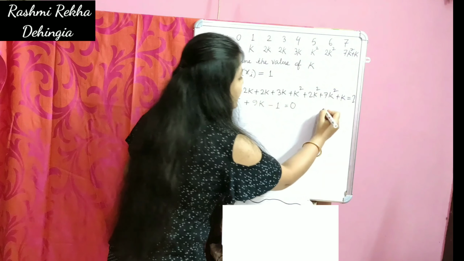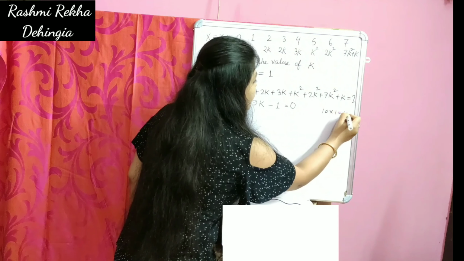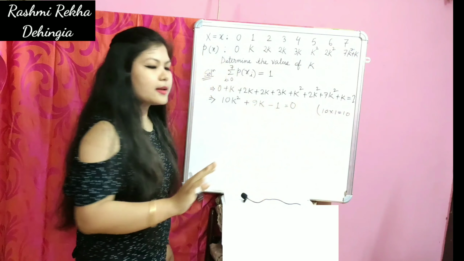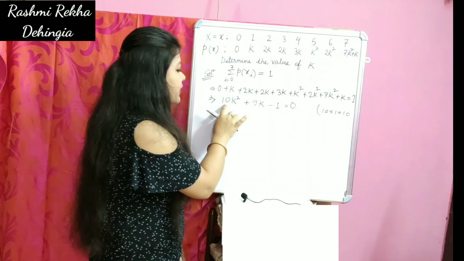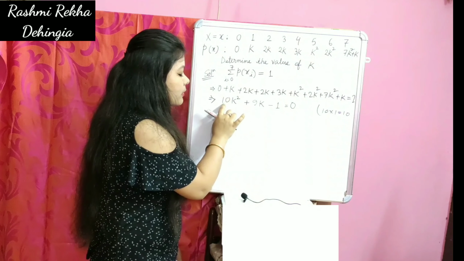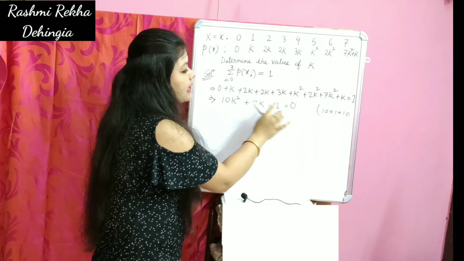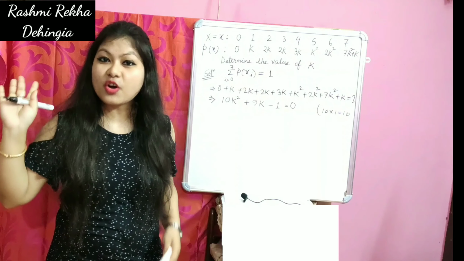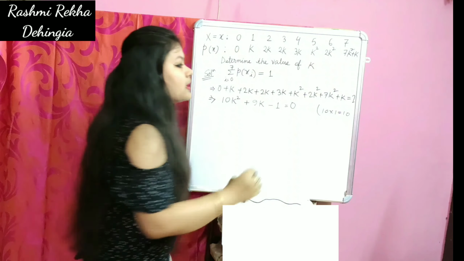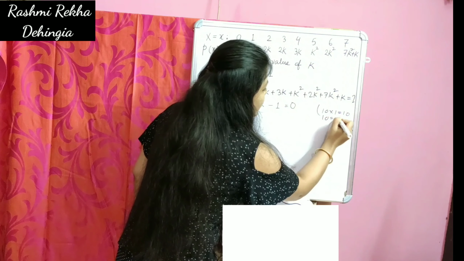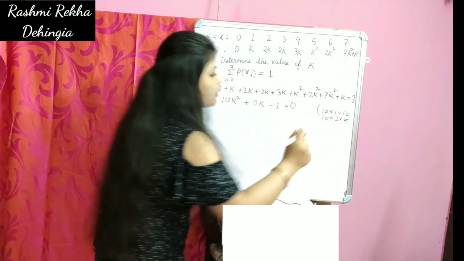The product equals 10 into 1 equals 10. Forget about plus or minus. As of now, just find the product of the coefficient of k square and the constant value. So we have found this value: it equals 10. Now 10 can be expressed as 2 into 5 also.